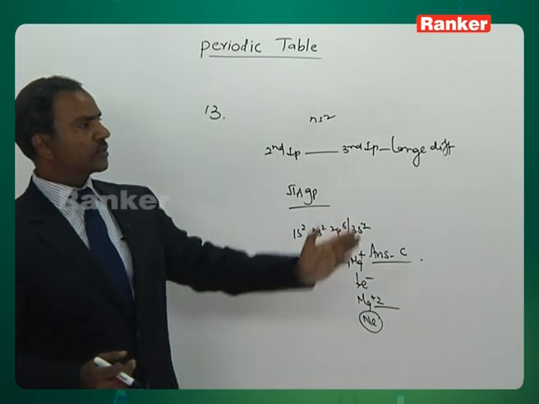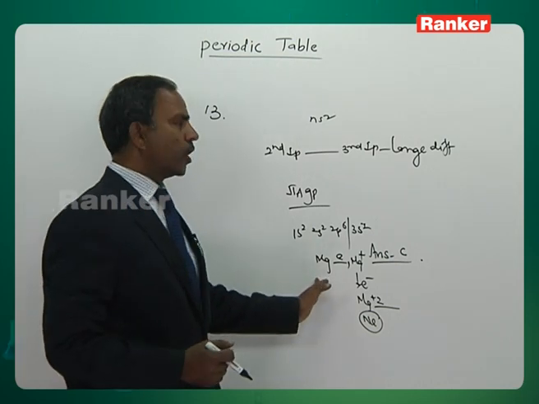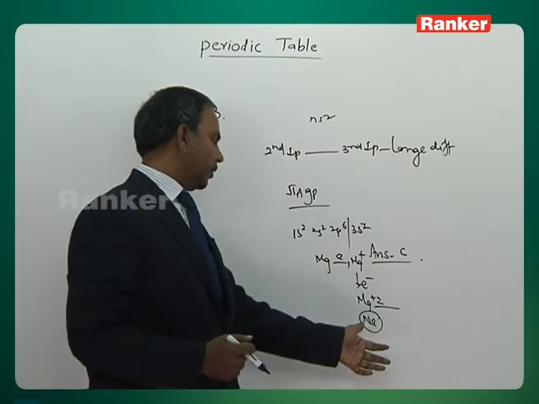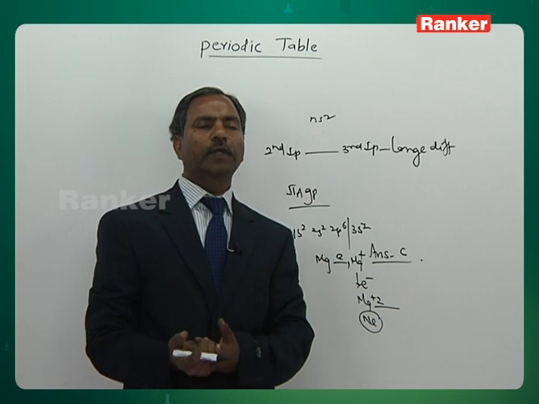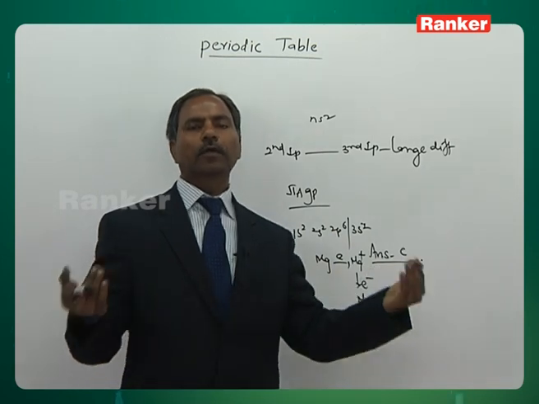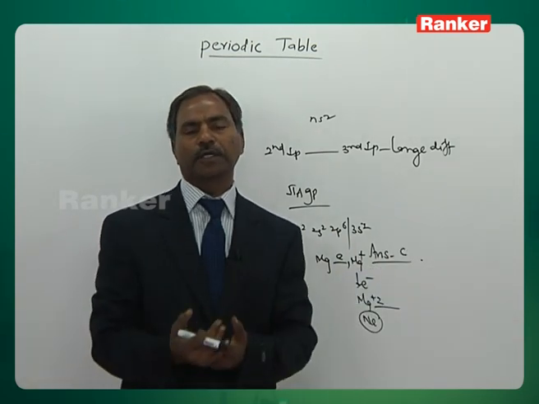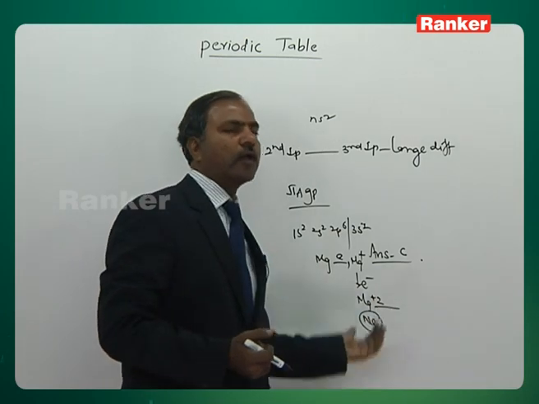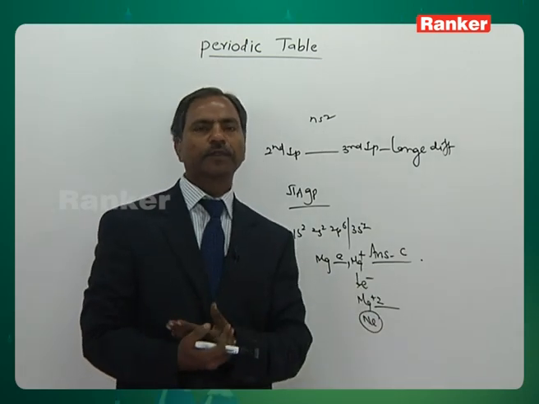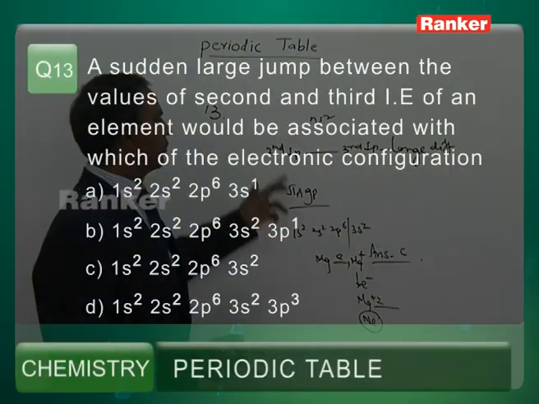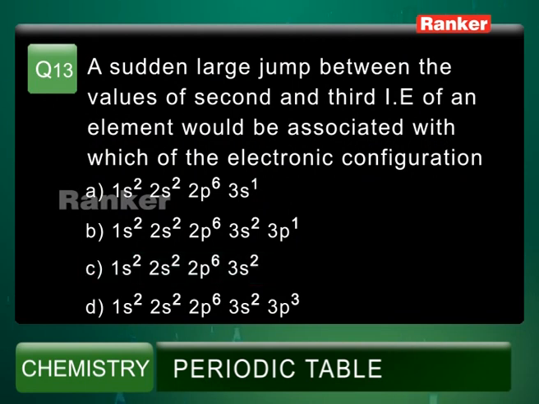Why is the large difference there? Once you remove 2 electrons from magnesium, it becomes equal to the stable neon electronic configuration, with the octet. The removal of an electron from the octet electronic configuration is difficult. Therefore, question number 13, answer is C.